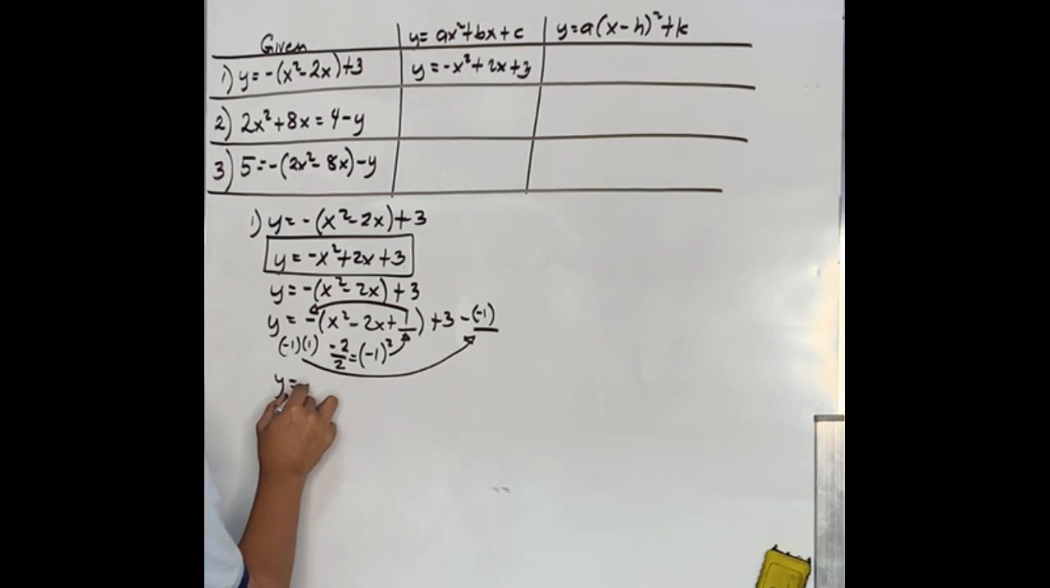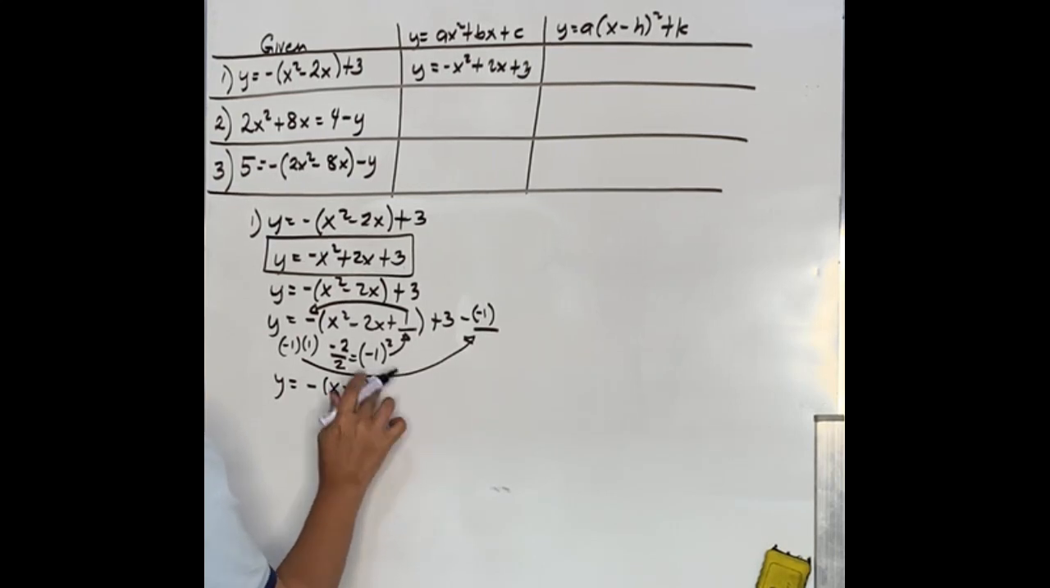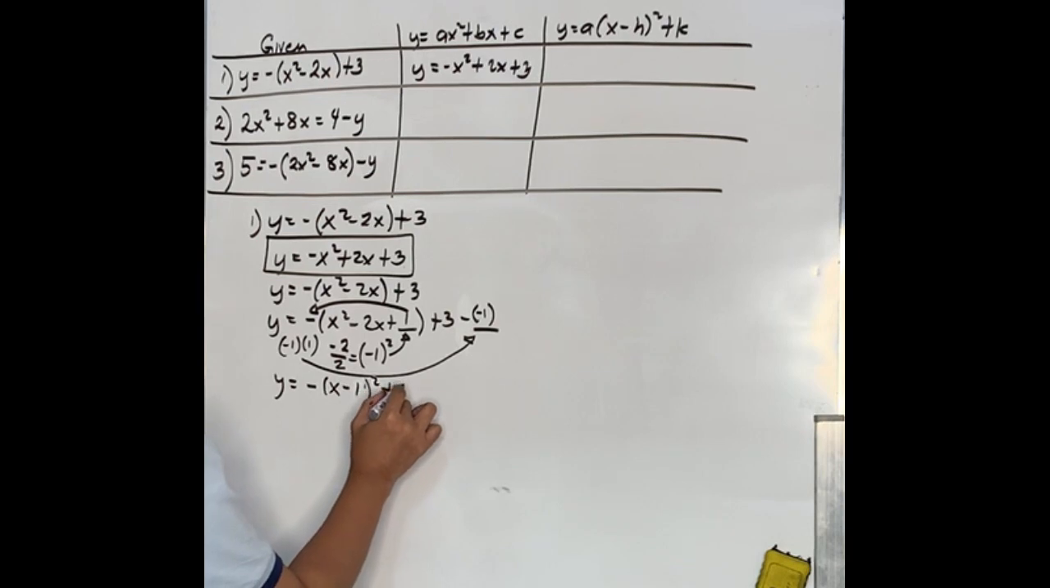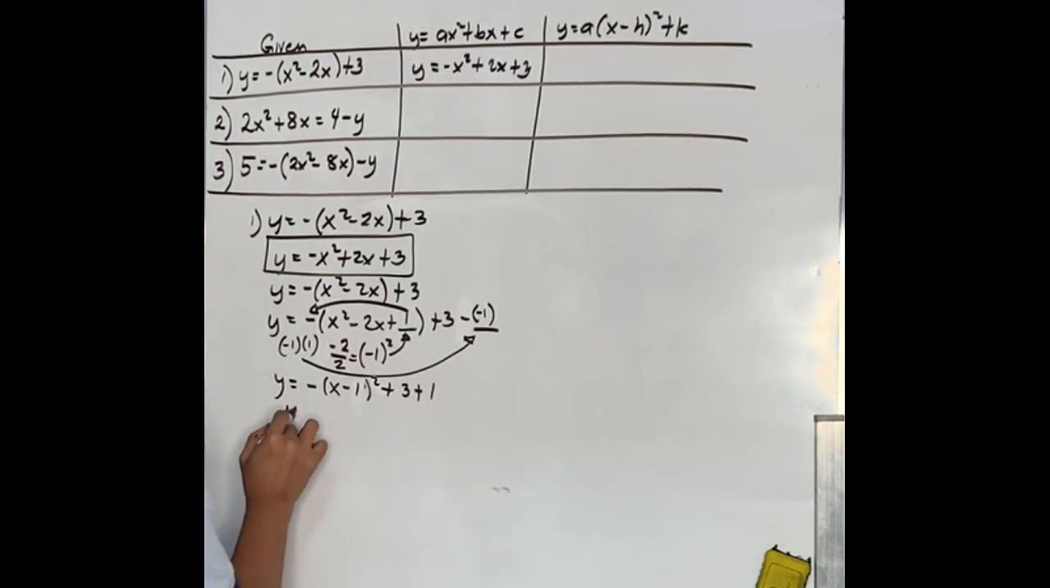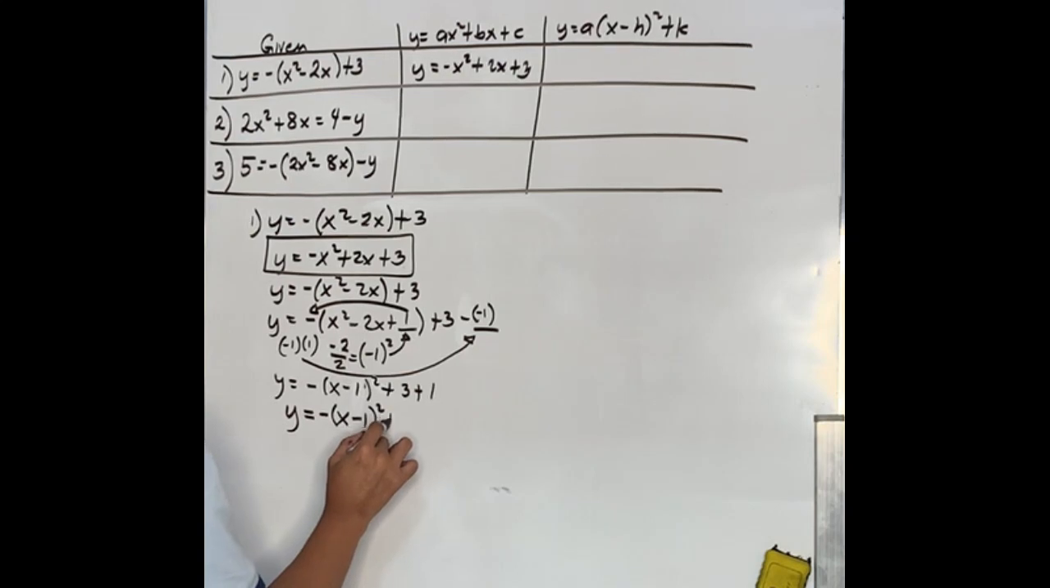Continuing, y is equal to negative of x, writing it as a square of a binomial, x minus 1 squared, plus 3 minus 1 plus 1. Therefore, our vertex form will be y equals negative of x minus 1 squared plus 4.